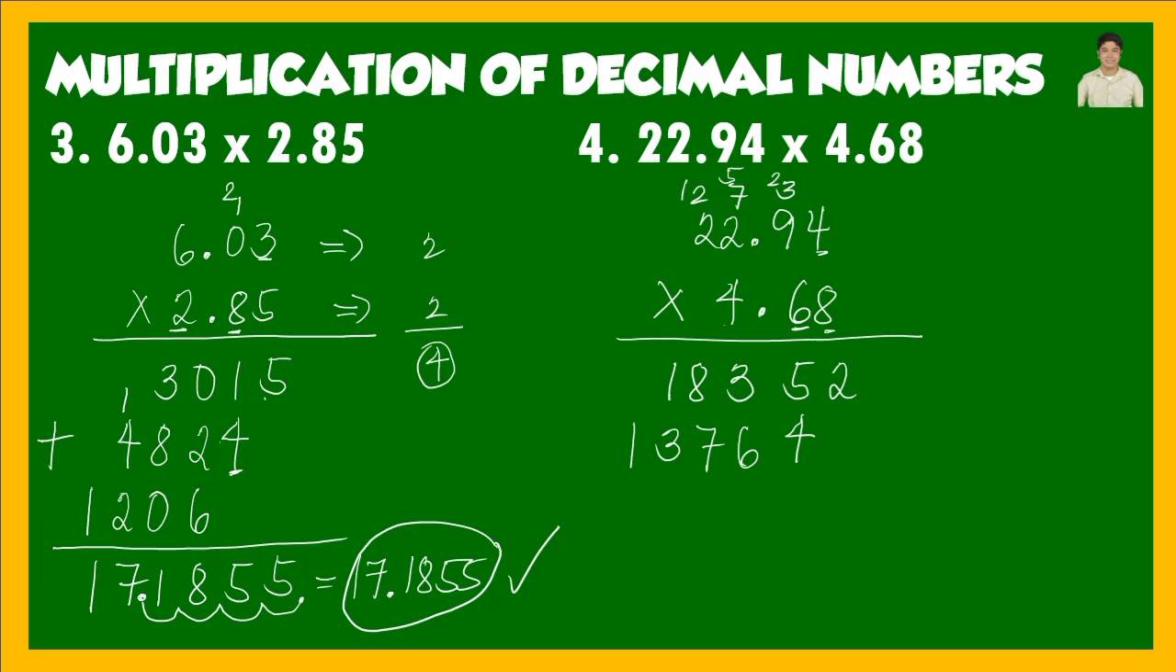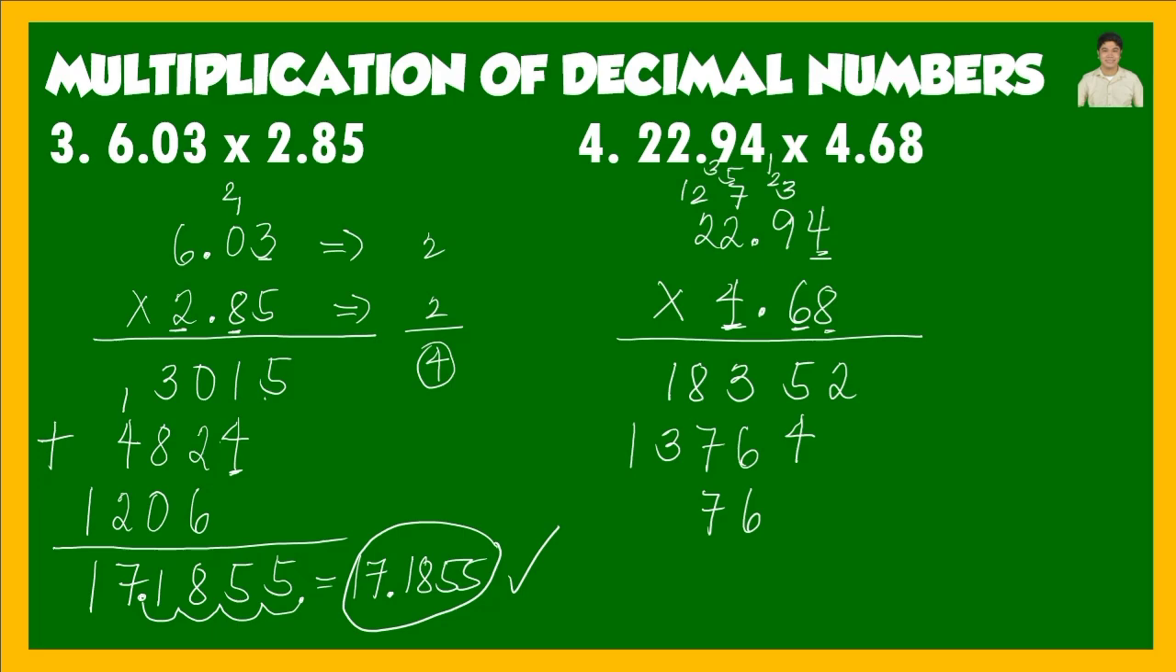And then dito naman tayo sa 4. So 4 times 9, that is 36. So isulat natin yung 6 dito. And then carry 3. And then 4 times 9 or 9 times 4, that is 36 plus 1 yung sa taas na sinulat natin, that is 37. So we write 7 and then carry 3.